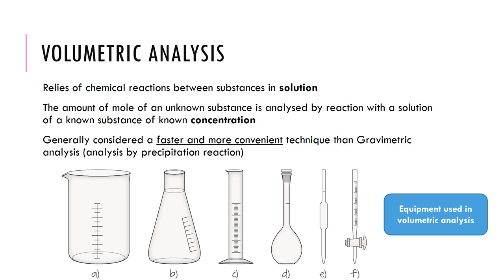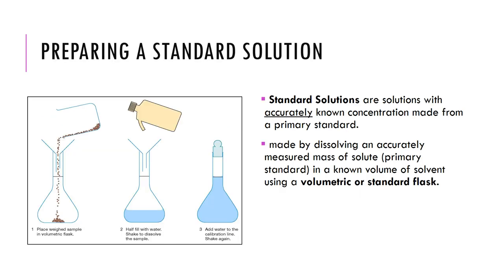Measuring cylinders we don't tend to use very much because their uncertainty is too high. But the volumetric flask allows us to make a very accurate solution, and the pipette allows us to transfer a very accurate volume as well. The burette allows us to deliver a varied volume quite accurately.